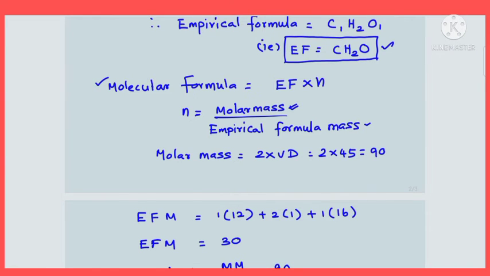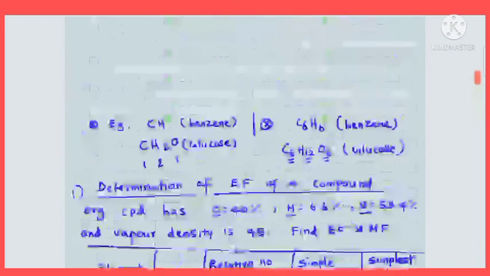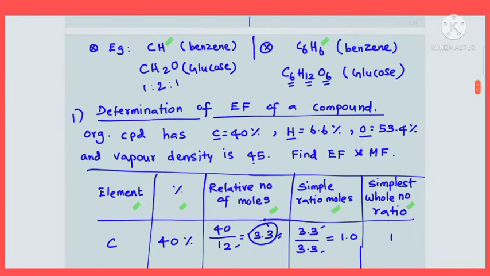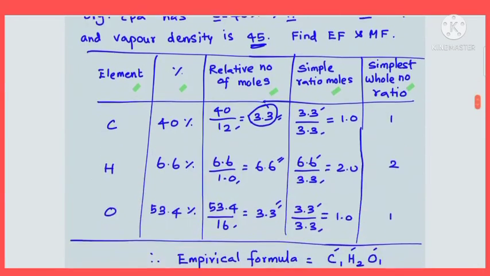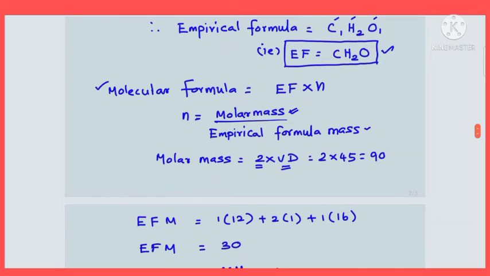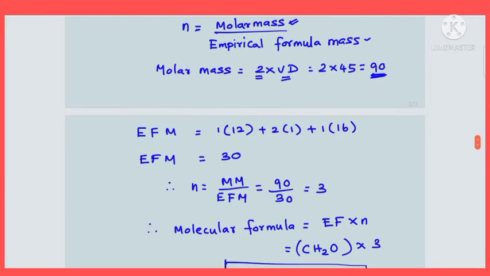If not, they give the vapor density. You know the relation between molar mass and vapor density: 2 into vapor density is the molar mass. In the question it is given that this compound has a vapor density of about 45. So when you multiply that by 2, you get the molar mass, about 90 gram per mole.